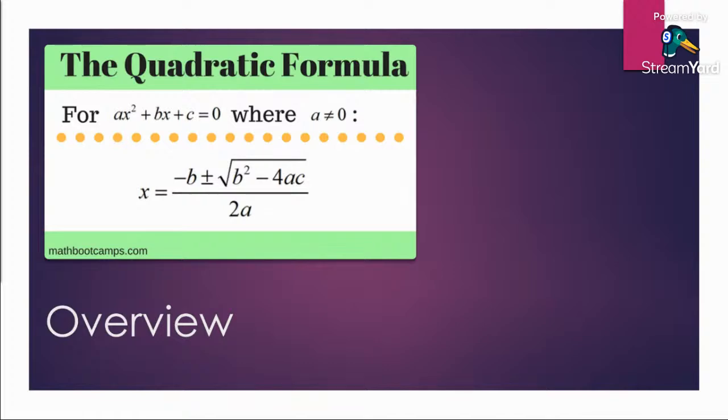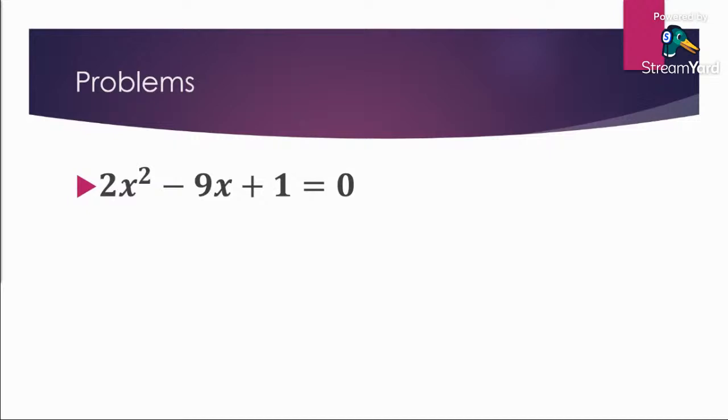Let's jump right into some examples. We're given the equation 2x squared minus 9x plus 1 equals 0. One of the main things we want to do is know what A, B, and C are. In this case, A is 2, B is negative 9, and C is 1.